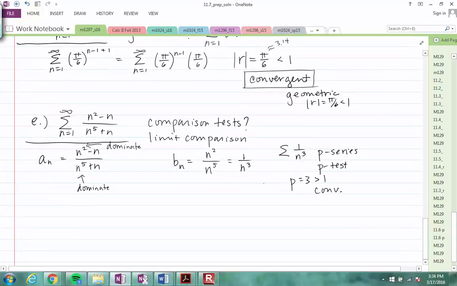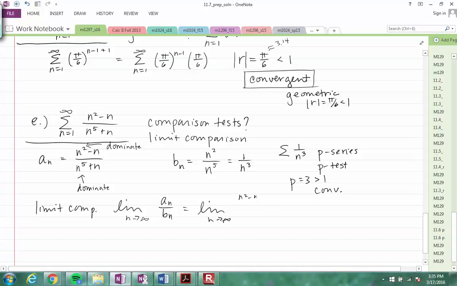So whether you determine that in the beginning or not at this stage is sort of optional, but the point is I picked a b sub n for which I can easily tell the convergence or divergence. Otherwise it's not a good choice of b sub n. So I'm going to try limit comparison, which means I'm taking the limit as n goes to infinity of my a sub n over b sub n. You can flip them and it doesn't matter, it turns out. So what I'll have is n squared minus n over n to the 5th plus n, divided by 1 over n to the 3rd.